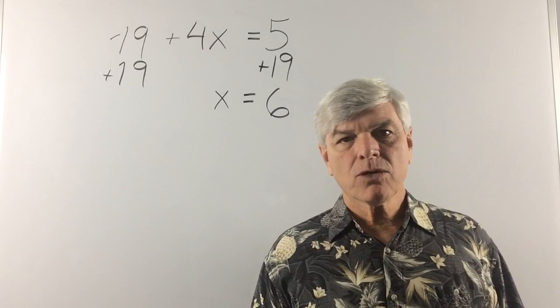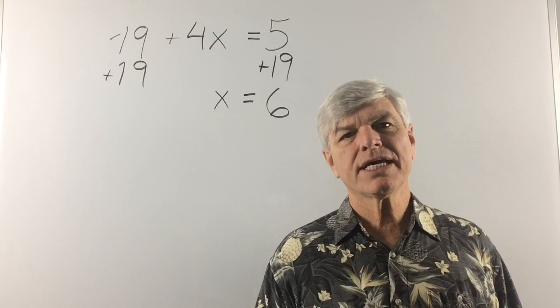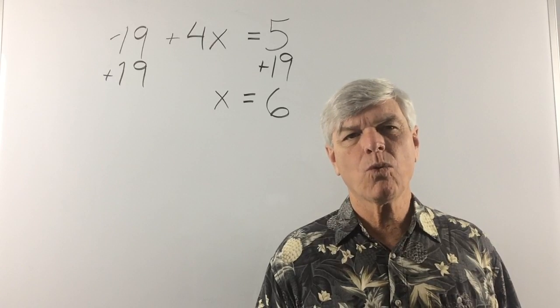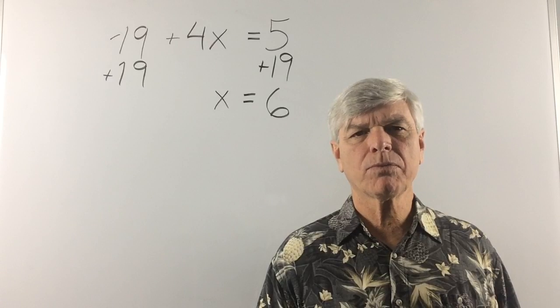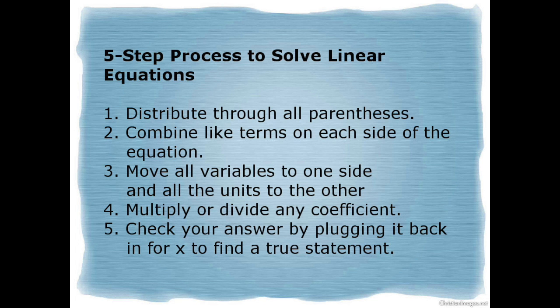Now we've gone through several equations and we've been applying several rules. And maybe it's getting a little confusing as to when we apply the rules, what are the rules to apply. And so let's use this system here. This is the 5-step process to solve linear equations. 1. Distribute through all parentheses. That, of course, means to multiply or sometimes even to divide through the entire parentheses. 2. Combine like terms on each side of the equation.